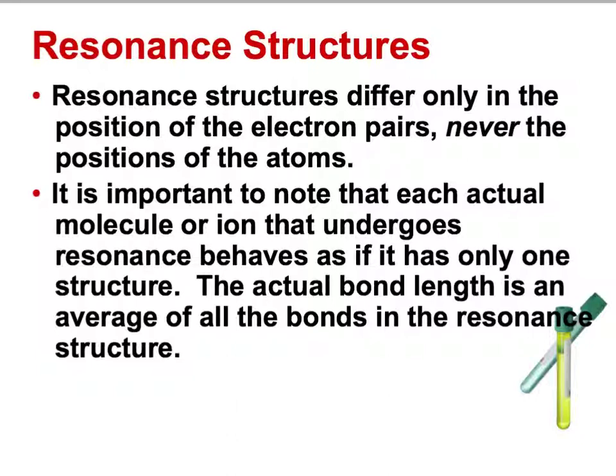It's important to note that each actual molecule or ion that undergoes resonance behaves as if it has only one structure. The actual bond length would be an average of all the bonds. So in that last structure we had 1 double bond and 2 singles, so the average would be whatever that works out to. But all 3 of them would really possibly exist at any given moment in time.